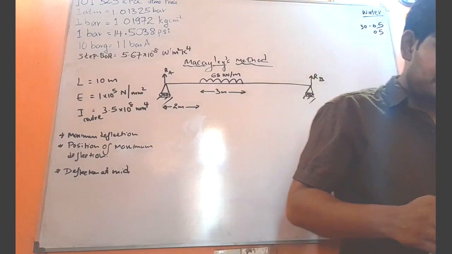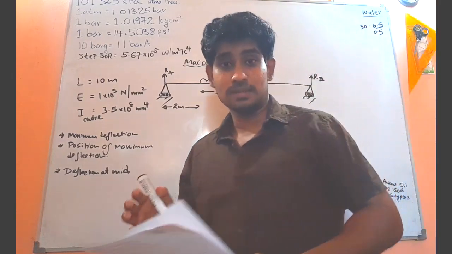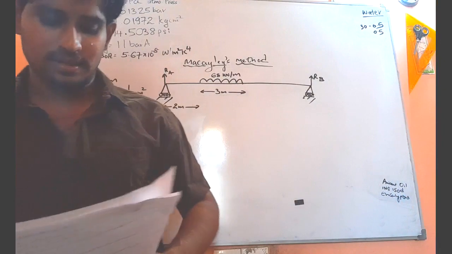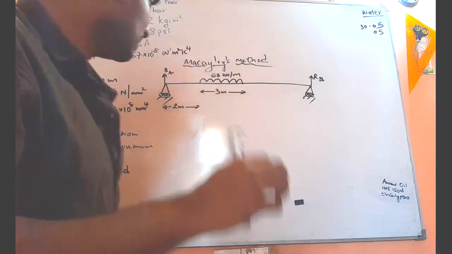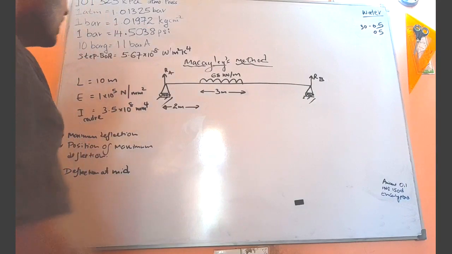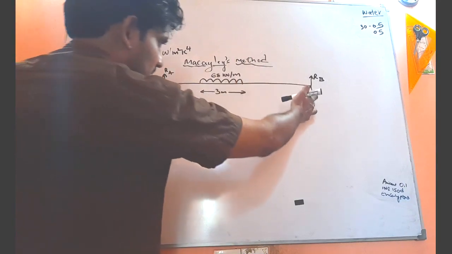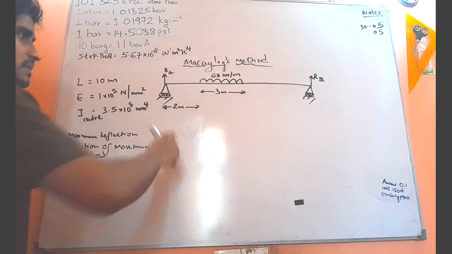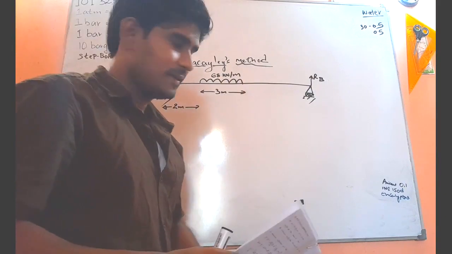So today we will do a Macaulay's method related problem. In order to save time, I have already sketched the diagram. Here we have a roller support and here we have a roller support, or in other words, a simply supported beam.